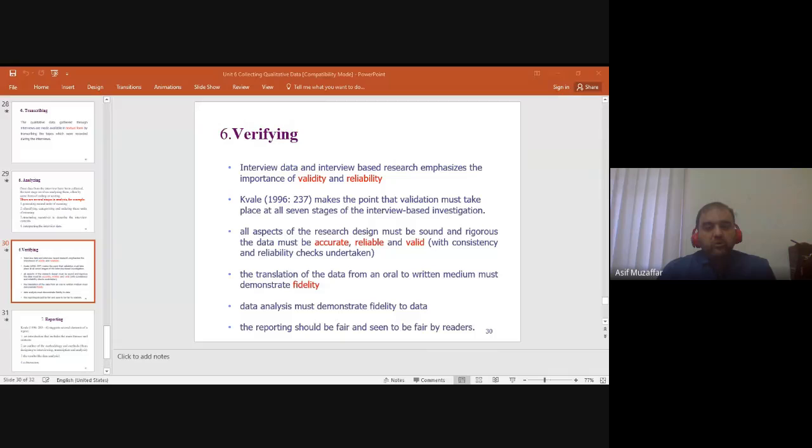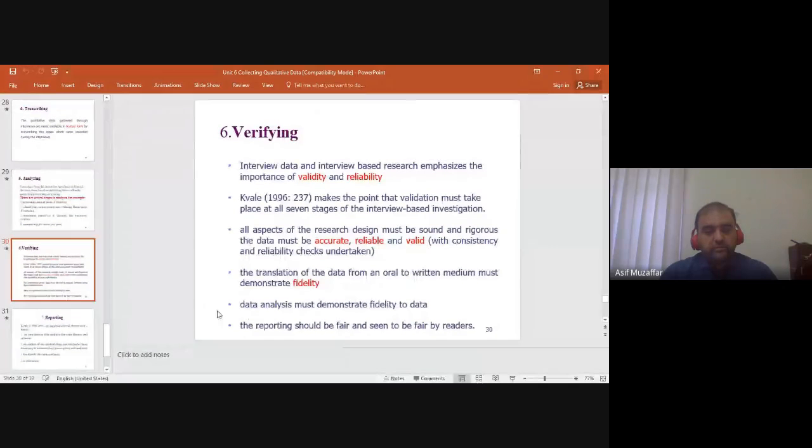And the value should be more than 0.6. But in qualitative data, there is no test like that. You have to validate through more interviews, more interpretation, and your results will become validated. Let me know if this is clear to you.